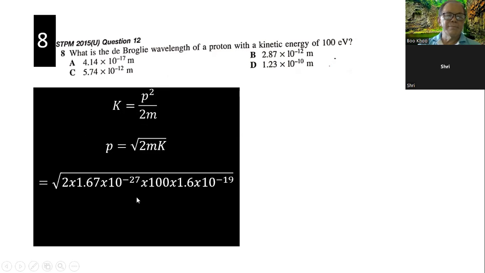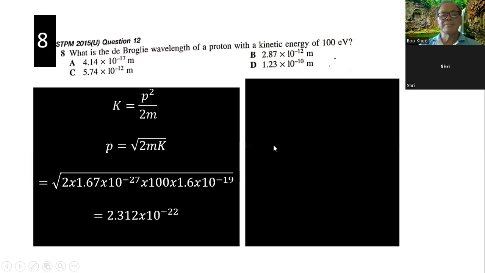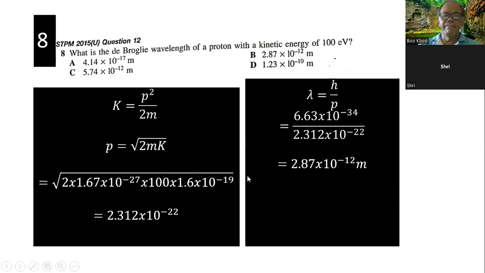Just take across there. And calculate your momentum. Right? That's your 2. That's your proton. Get your mass from your value of constant. Then this one, kinetic energy converted to joule, right? 100 times 1.6 times 10 to the power minus 19 joule, calculate out. Then use your de Broglie equation relation. Calculate again. Okay, anything not clear?